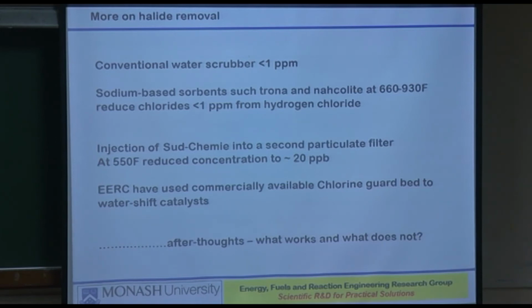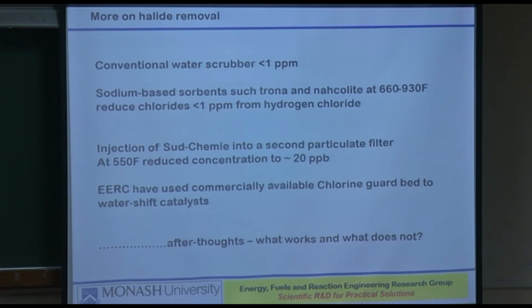Okay, so the first point I make is that you can clean all of this up below 1 ppm by conventional water scrubbing. Just bring the gas, put it into a spray tower, spray water from the top, and it will take out the halides. In all probability, it will also take out the sulfides. It will also take out something else. But if you don't have access to a lot of water, or if you don't want to do that, then these are the other alternatives.